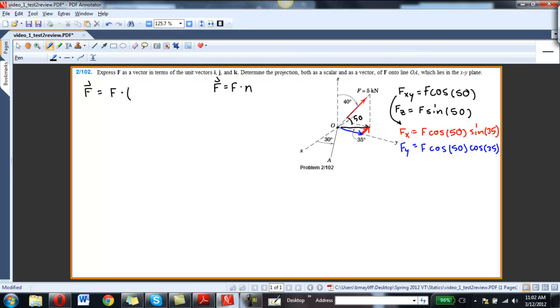So we have F, which would be negative cosine 50 sine 35 in the i direction. And j would also be negative, so negative cosine 50 cosine 35.